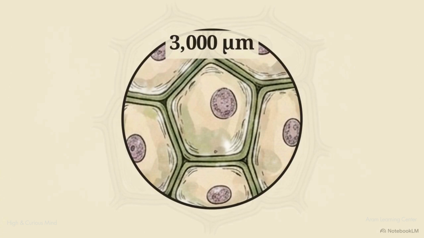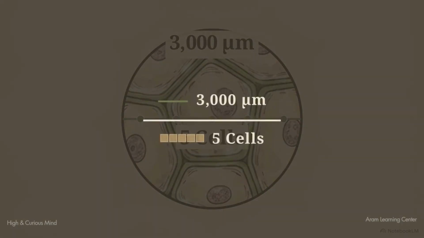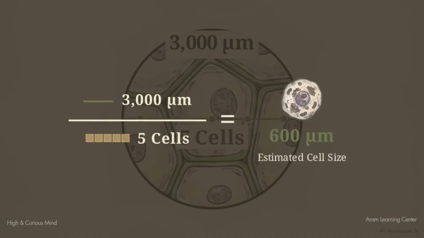Once the field of view is known, we remove the ruler and replace it with a slide of cells, like an onion peel. Next, we count the number of cells that line up end to end along the diameter of that circular field. To find the size of a single cell, take the total diameter of the field of view in micrometers and divide it by the number of cells counted across that diameter.